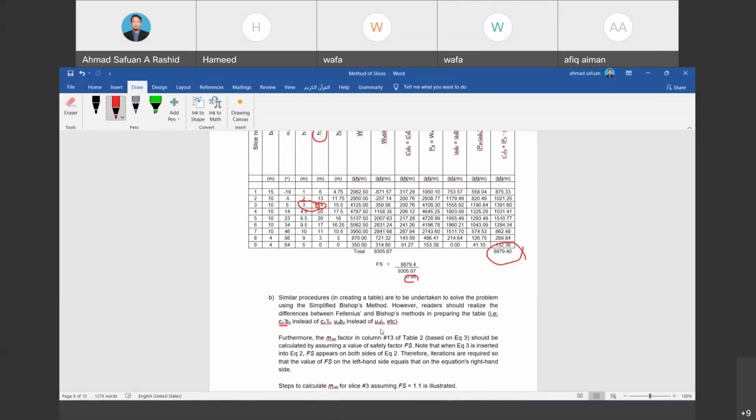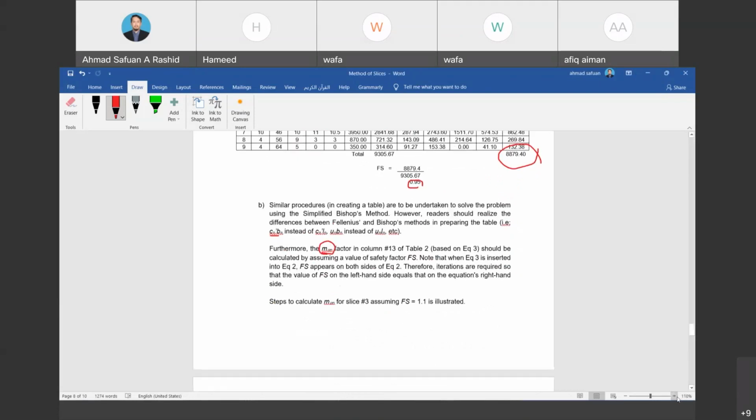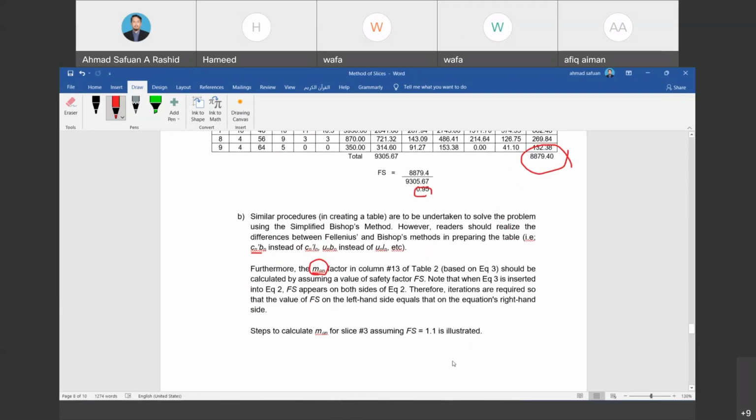However, at the end you may refer to the full equation. Furthermore, this is the main difference: the M alpha factor in column 13 of table 2, based on equation 3, should be calculated by assuming a value of safety factor Fs. Note that when equation 3 is inserted in equation 2, Fs appears on both sides of equation 2. Therefore, iteration is required so that the value of Fs on the left side equals the value on the right side.